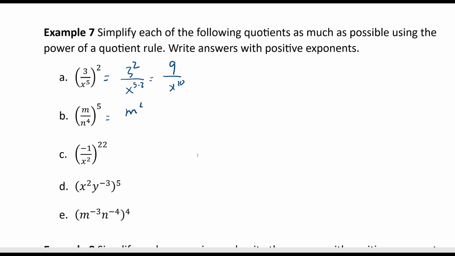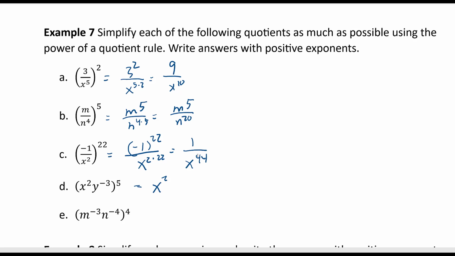This is m to the 5th over n to the 4 times 5. So it's m to the 5th over n to the 20th. Here, negative 1 to the 22 power over x to the 2 times 22. Now negative 1 to an even number is just going to be 1. x to the 44.